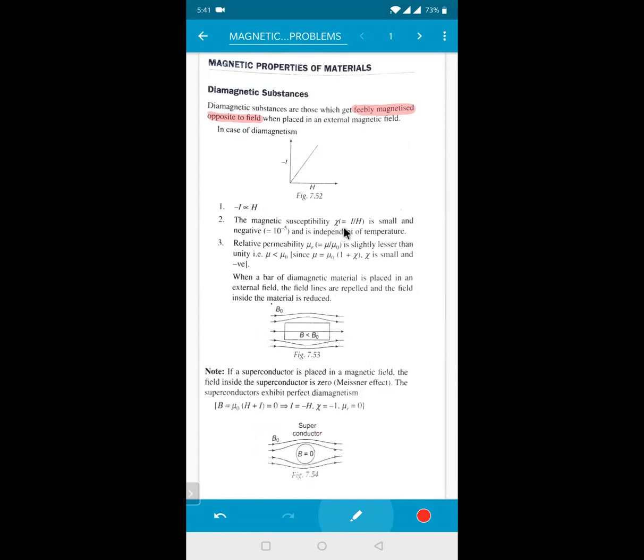The magnetic susceptibility is given by the formula chi = I/H, and it is small and negative, approximately 10 to the power of -5. It is independent of temperature. This is also a theoretical question: the susceptibility of diamagnetic substances is independent of temperature. Now the relative permeability formula.